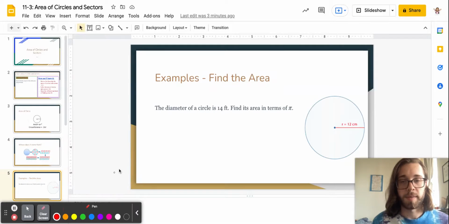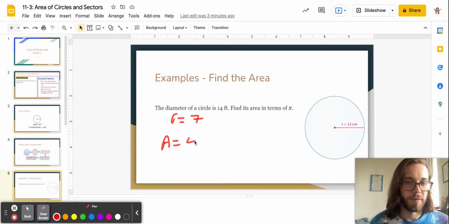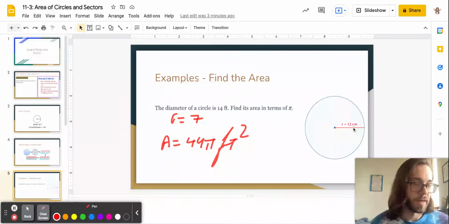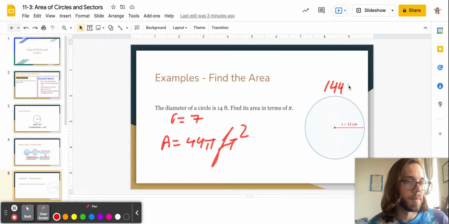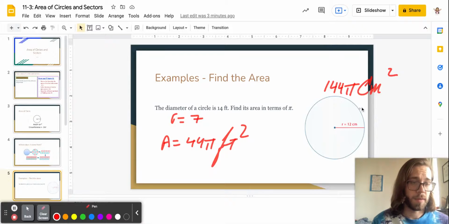Now, there's two examples here. If we were to find the area, if you left it in terms of pi, the diameter is 14. So the radius is 7. So the area is just going to be 49 pi feet squared. Okay, this one over here is 12. So the area is 144 pi centimeters squared. Now, if it doesn't ask you to approximate, please leave it in terms of pi. That's a more exact answer, and there's no need for you to plug it in if it doesn't specifically need it for some reason. All right.